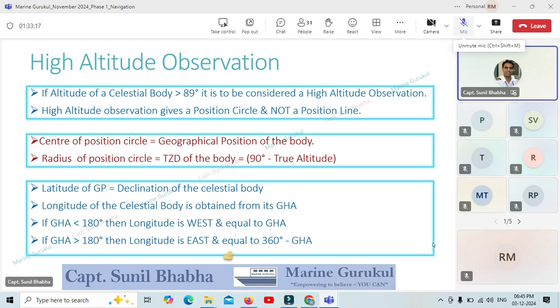Clear, beta? Remember? Yes, sir. Okay. All right, great. So now we can go back to that question. We will use this concept in that particular question, beta. Let's go.